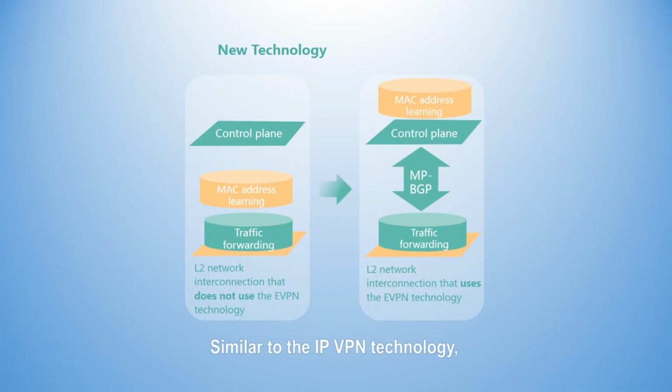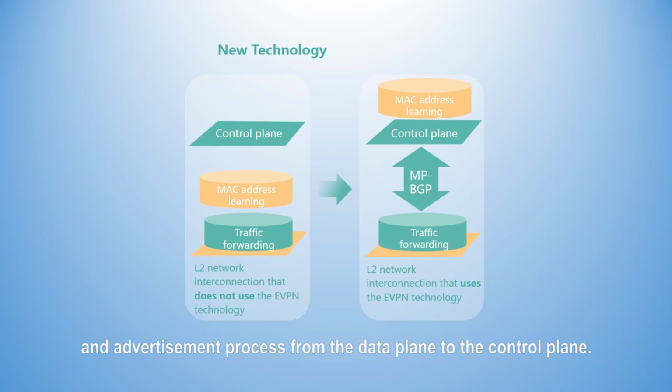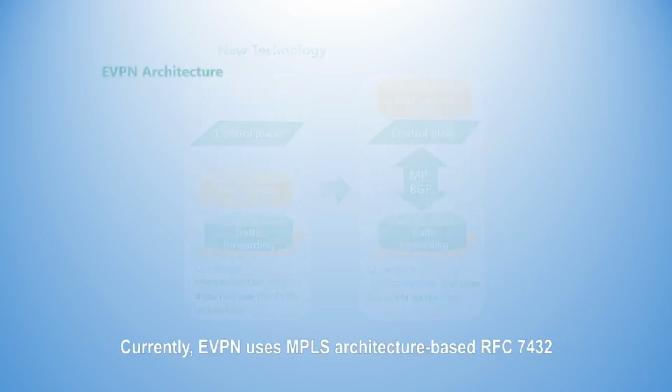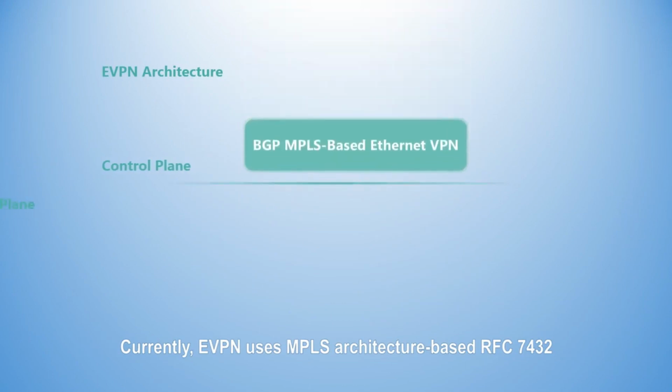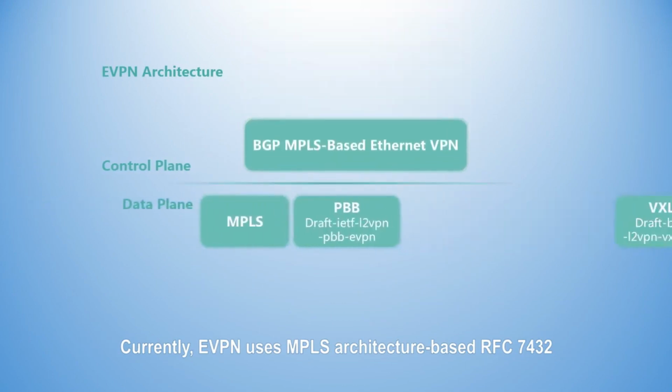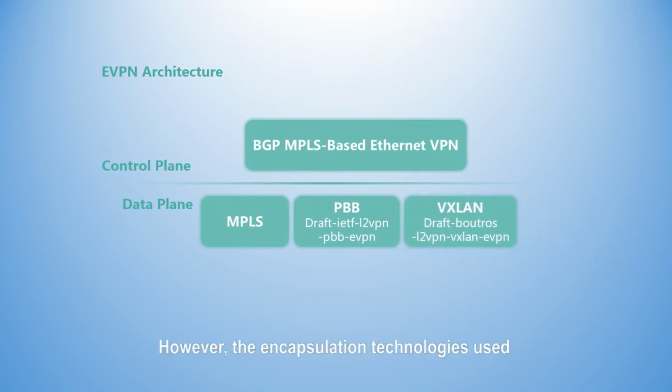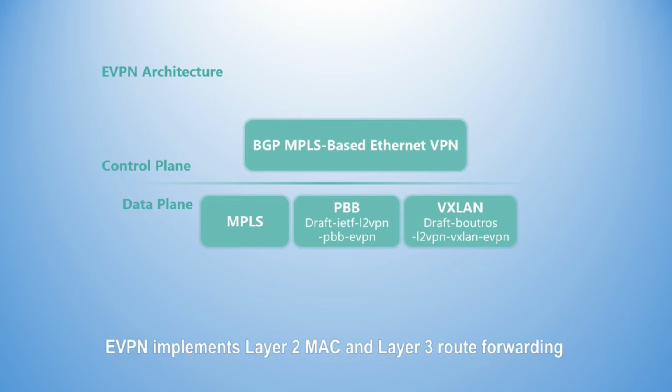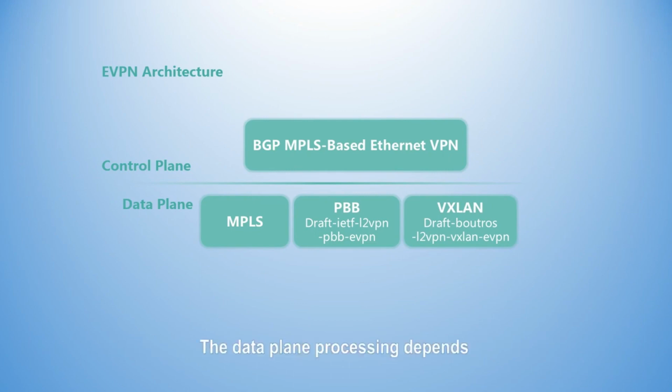Similar to the IP VPN technology, EVPN switches the MAC address learning and advertisement process from the data plane to the control plane. Currently, EVPN uses MPLS architecture-based RFC 7432 on the control plane. However, the encapsulation technologies used on the data plane vary according to application scenarios. For example, MPLS, PBB, and VXLAN are applicable. EVPN implements Layer 2 MAC and Layer 3 route forwarding by enhancing the control plane. The data plane processing depends on the negotiated channel type.